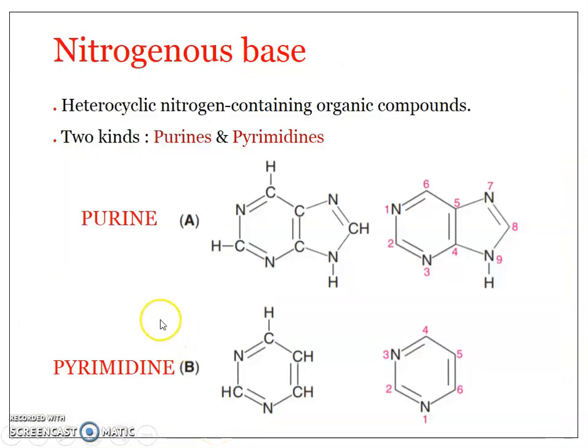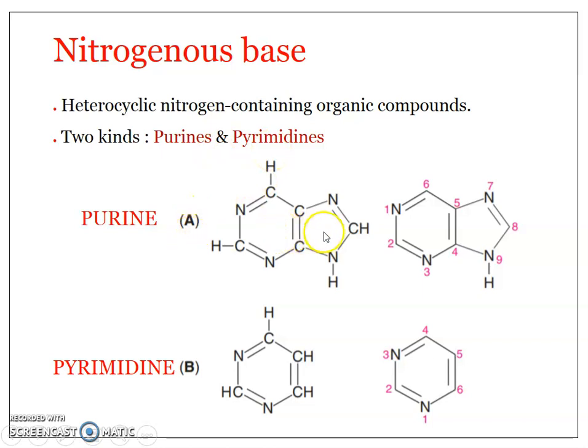Now, we'll see in detail the structure of the nitrogenous base. A nitrogenous base can be considered a heterocyclic compound. Heterocyclic, why? Because it is a cyclic structure where the skeleton is composed of carbon and nitrogen, so there is some other atom occupying positions in the main cyclic skeleton. That is a heterocyclic compound. And here it is a nitrogen containing compound. So it is a heterocyclic nitrogen containing organic compound. Two kinds are there: purines and pyrimidines, which we have already mentioned.